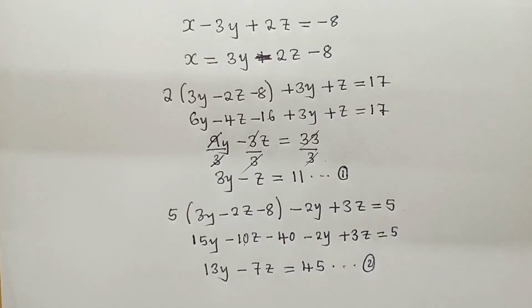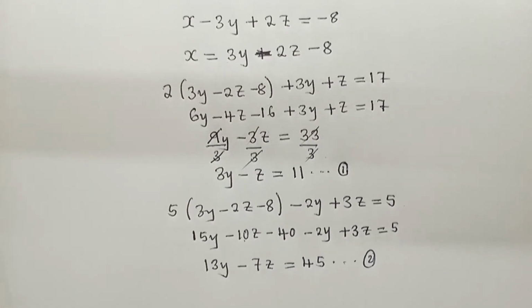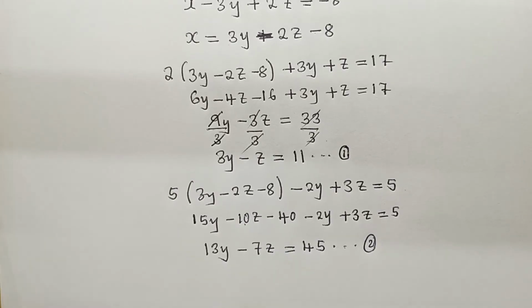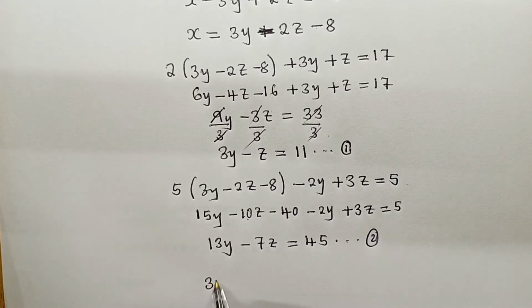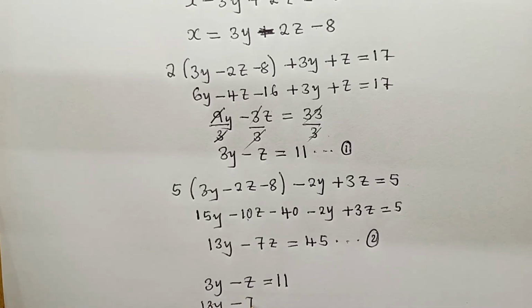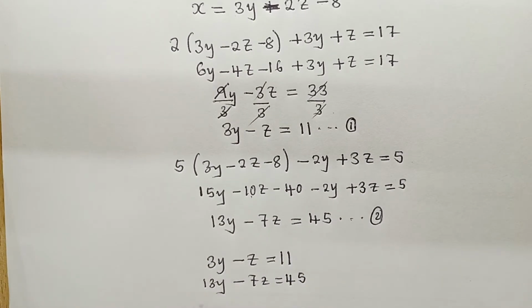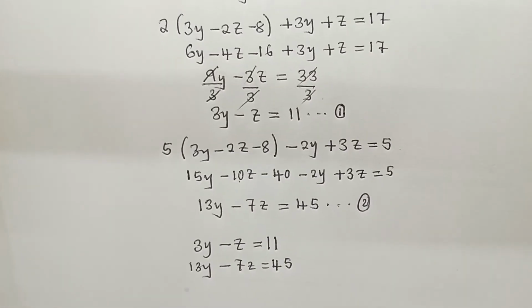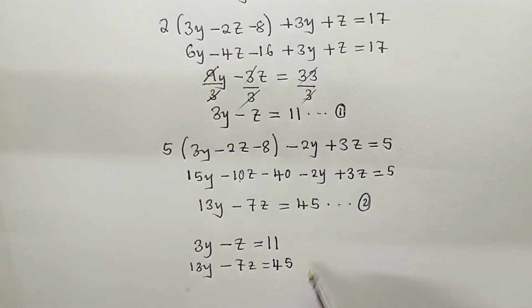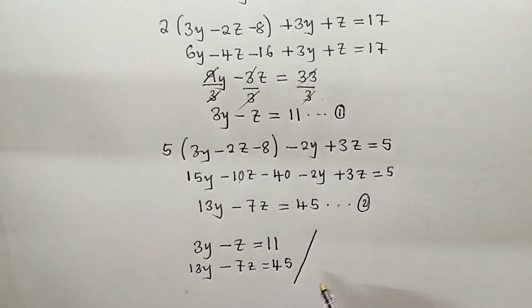So now it's our duty now to solve the simultaneous equations, or solve these two equations simultaneously. So we've got 3y minus z is equal to 11, and 13y minus 7z is equal to 45. So now we solve these two simultaneously. All right, so how do we solve them simultaneously? You can solve by substitution or elimination method. So I'm going to use the elimination method.